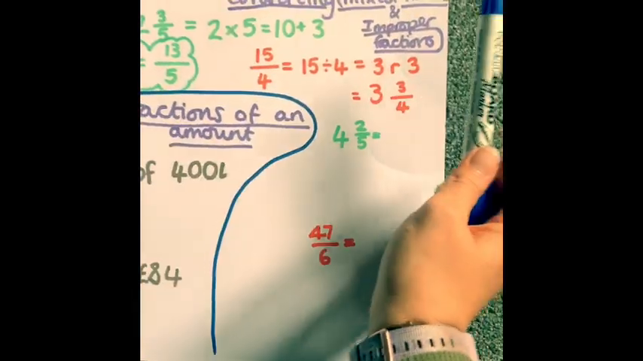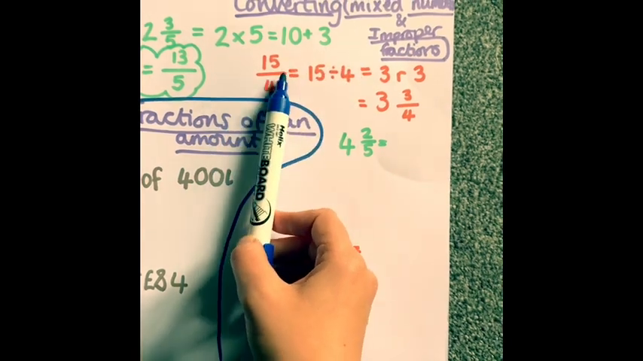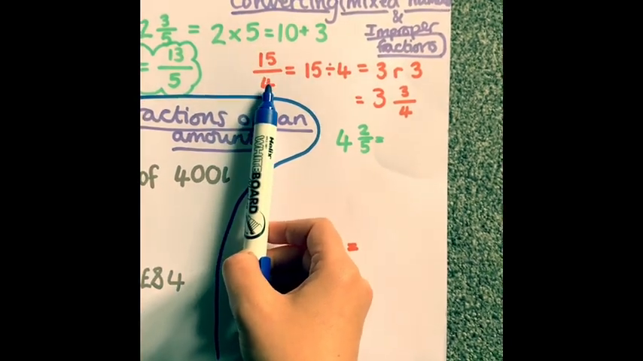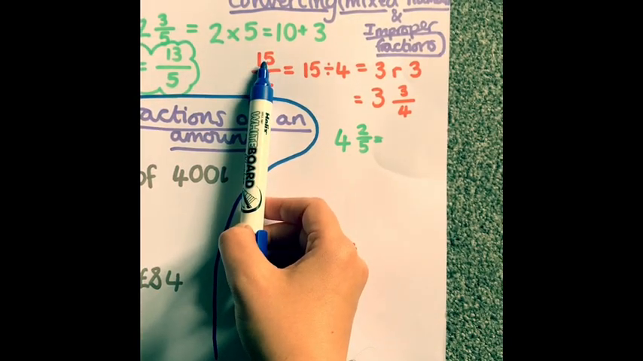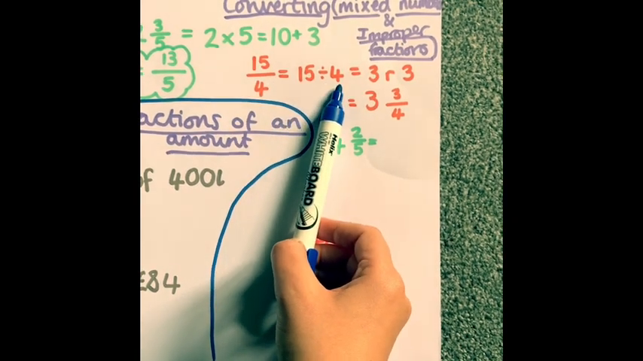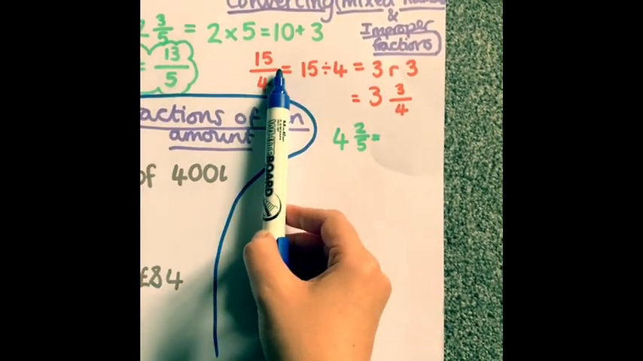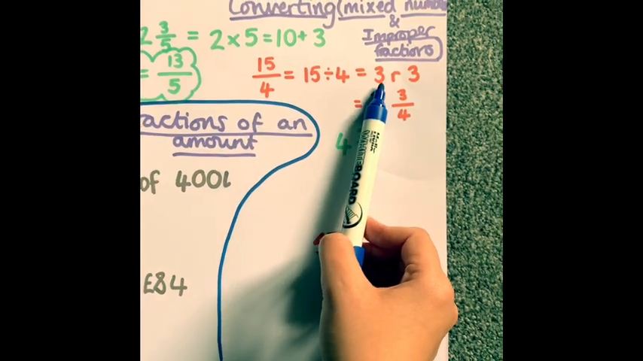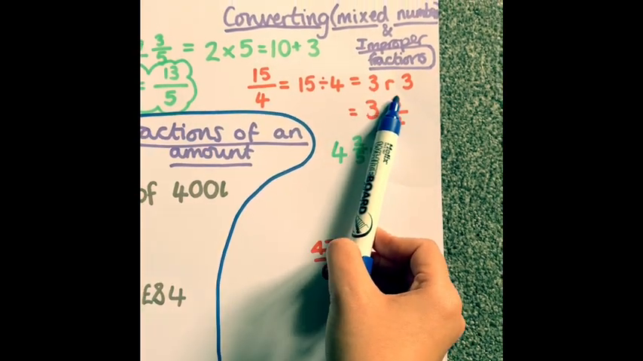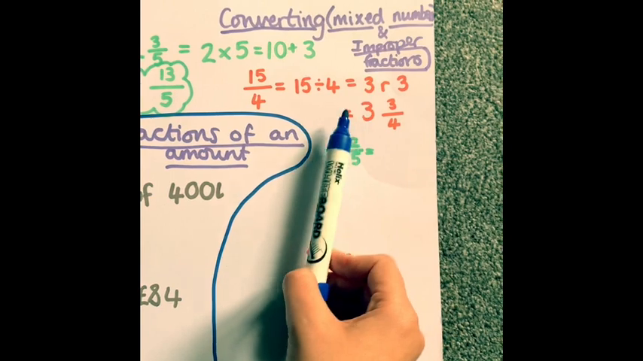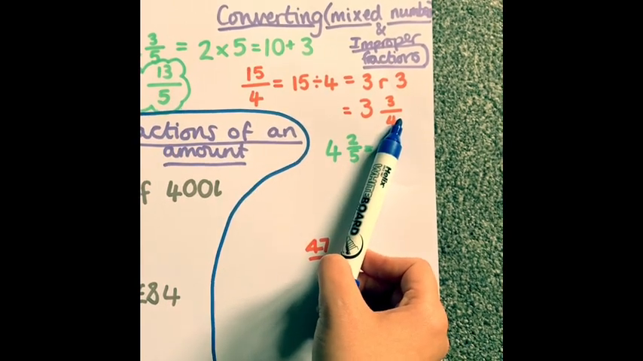Here, to change improper fractions to mixed numbers, we have to work out how many of the denominator goes into the numerator. So we do 15 divided by 4. So if I had 15 quarters and I put them into groups of 4, I would make 3 whole ones and I would have 3 left over. So I would have 3 whole ones and 3 quarters.